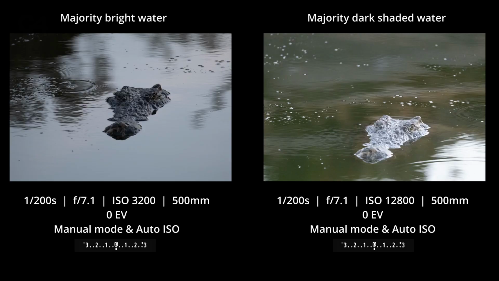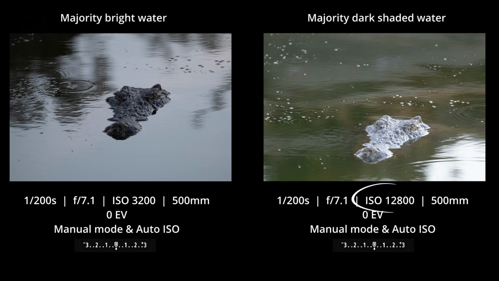As a last example, I'll use this photo of a crocodile. I didn't change any settings between these two photographs, and I was using manual with auto ISO. I only changed the composition. In this photo, the majority of the frame is taken up by very bright water, and in this one, I changed the composition and included mostly dark water or shade in the frame. See how the camera compensates for the mostly dark scene by making the photo brighter.